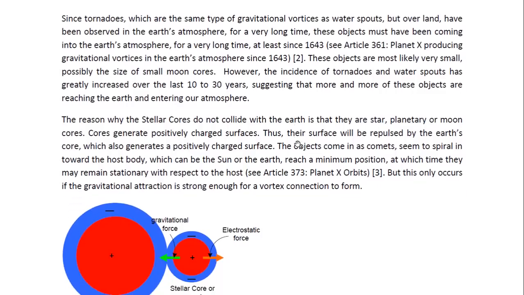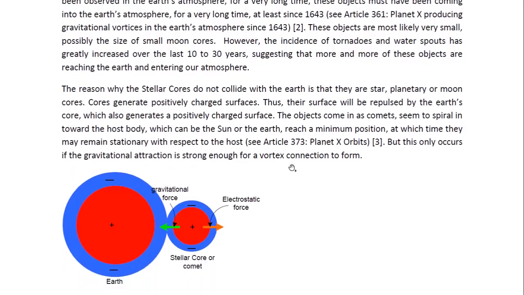However, the incidence of tornadoes and water spouts has greatly increased over the last 10 to 30 years, suggesting that more and more of these objects are reaching the Earth and entering our atmosphere. The reason why the stellar cores do not collide with the Earth is that they are star, planetary, or moon cores. Stellar cores generate positively charged surfaces. Thus, this surface will be repulsed by the Earth's core, which also generates a positively charged surface.